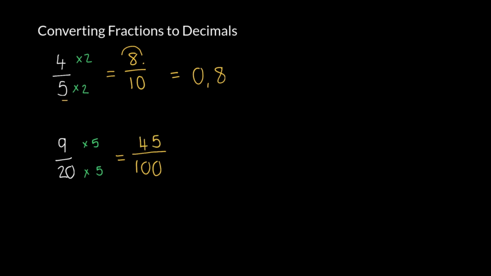And now we can turn this into a decimal. Remember, we count how many zeros we have. So we see that we've got 1, 2 zeros. So we're going to move our comma that's on 45 2 times. So our comma is sitting right here at the end of 45, and we're going to move it 1, 2. So our decimal is going to be 0.45.